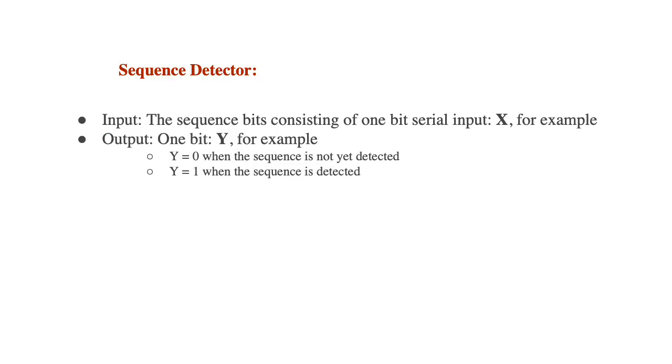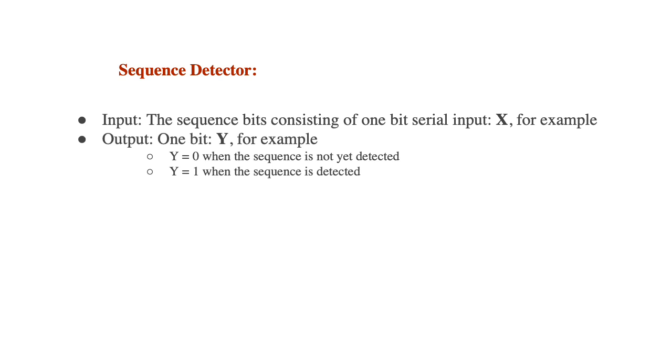Now we're going to move on to the second half of today's lab, which is sequence detectors. Basically, a sequence detector has one input consisting of one bit that's being inputted serially. We can name it X, for example. And the sequence detector will have one output bit, which is Y, for example, such that Y is equal to 0 when the sequence is not yet detected at the input, and Y, the output, is going to be equal to 1 when the sequence is detected.